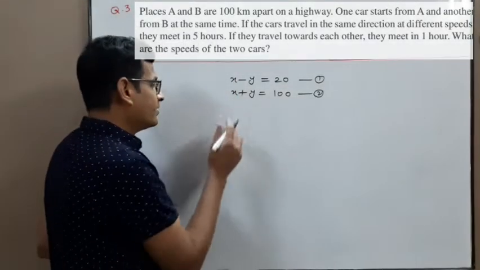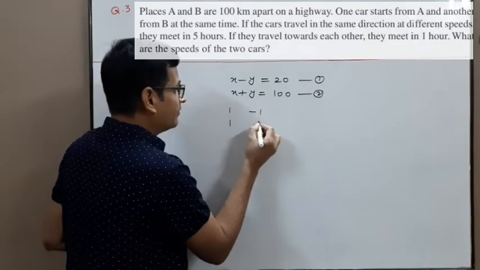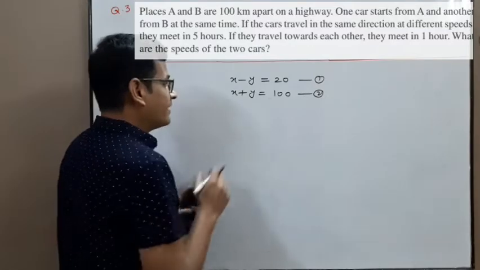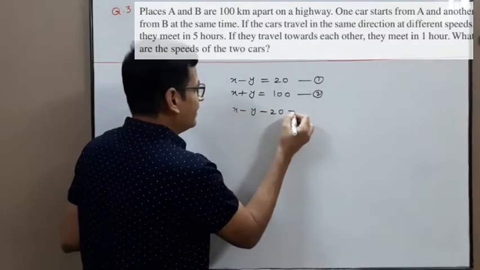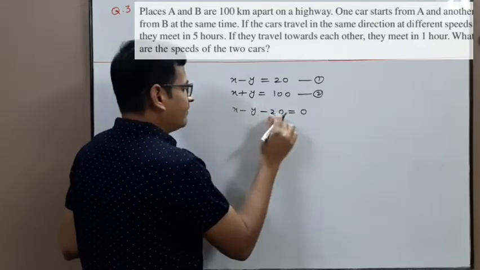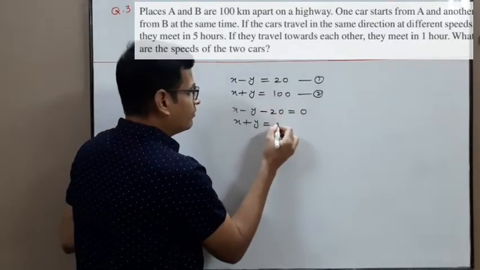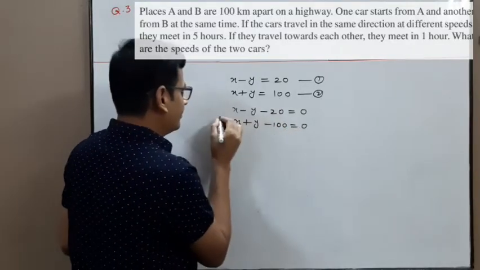Okay, now solve these two equations with the help of the cross multiplication method. First rearrange, first write in standard form. x minus y minus 20 equal to 0, in the form ax plus by plus c equal to 0, and x plus y minus 100 equal to 0.